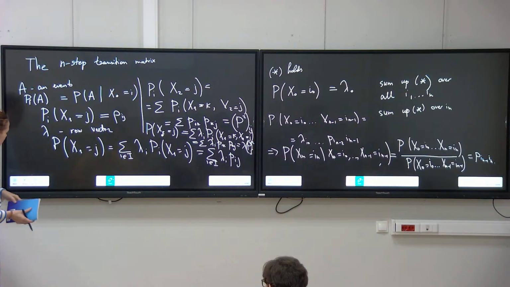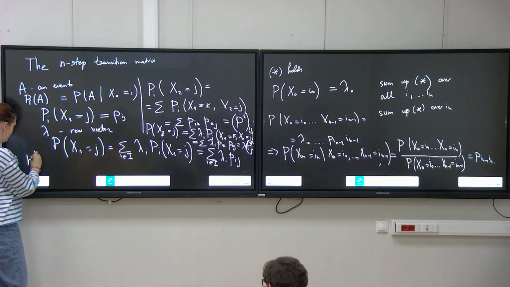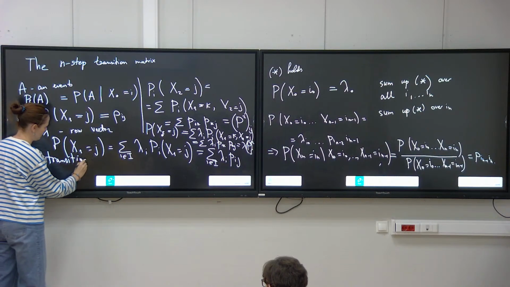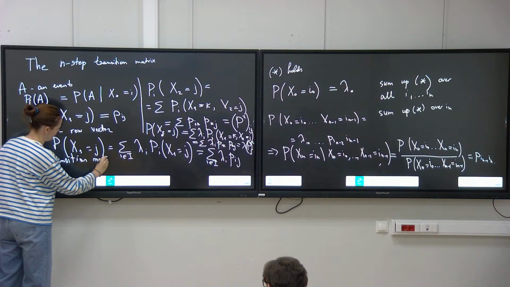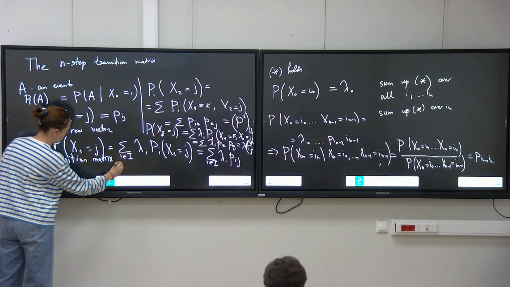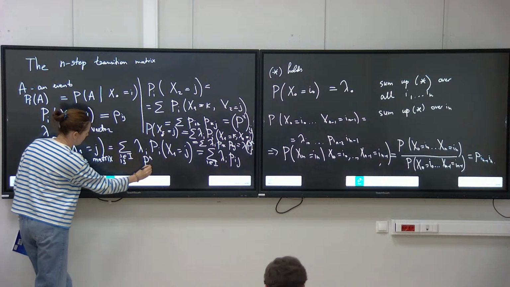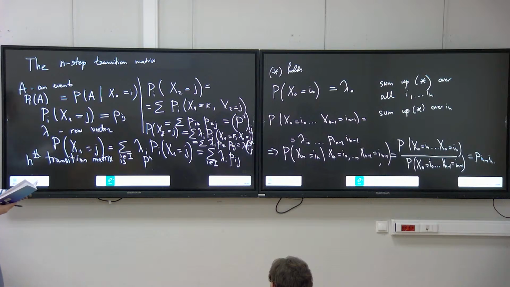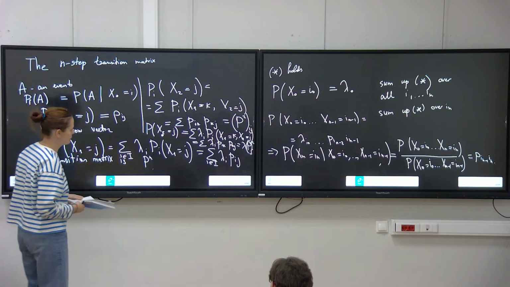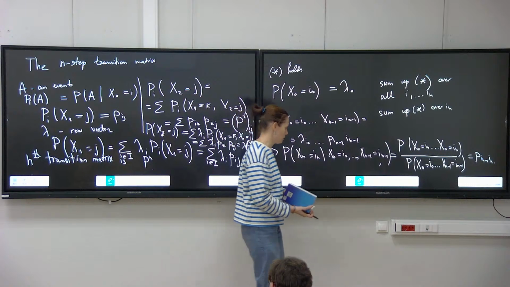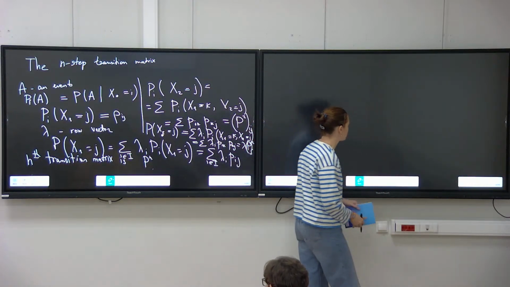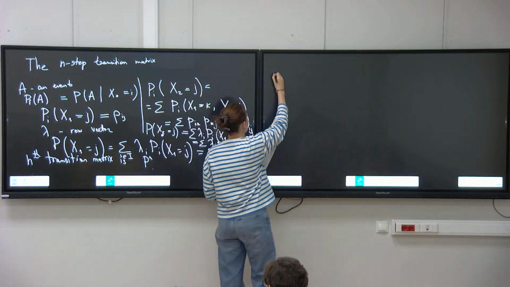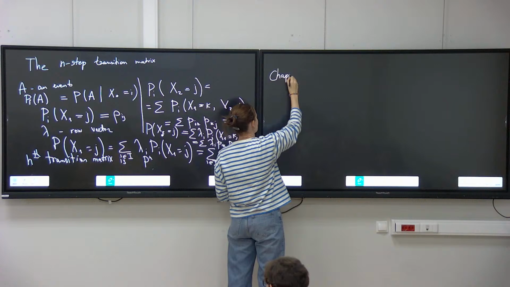Okay, so I hope that now it's clear that the nth transition matrix is simply the power of the original transition matrix. And so we also know how to compute the probability distribution after any number of steps. And we arrived at something that has a very pathetic name, but in reality it's something very simple. It's called the Chapman-Kolmogorov equation.